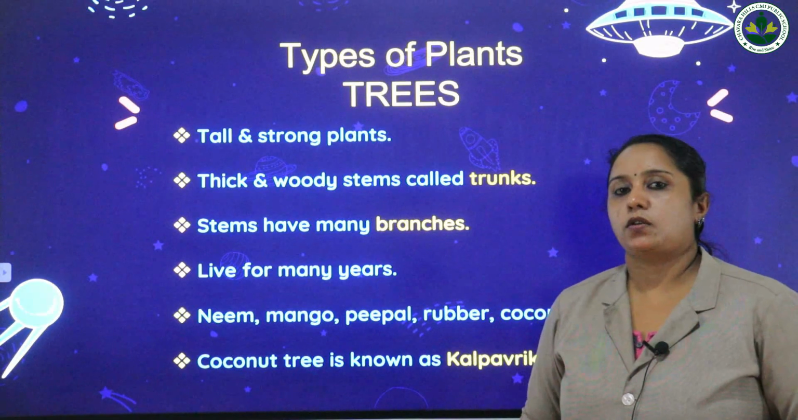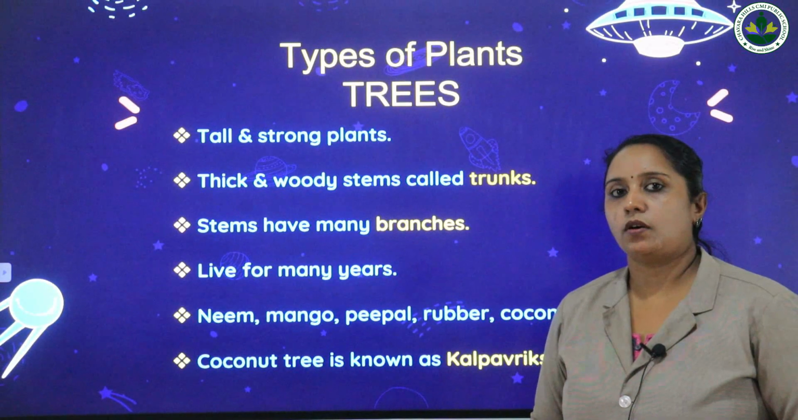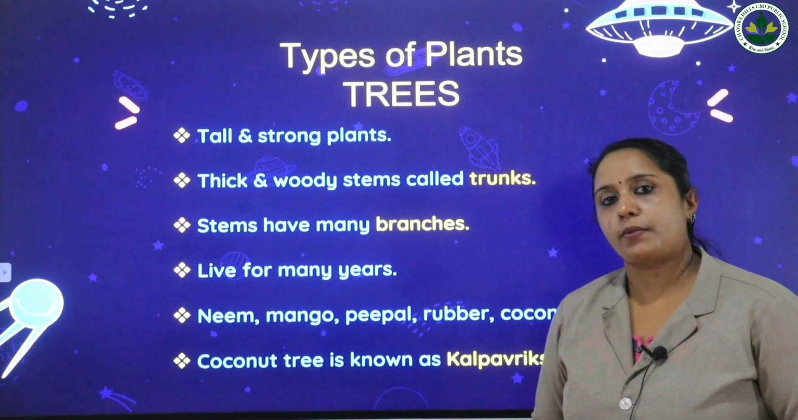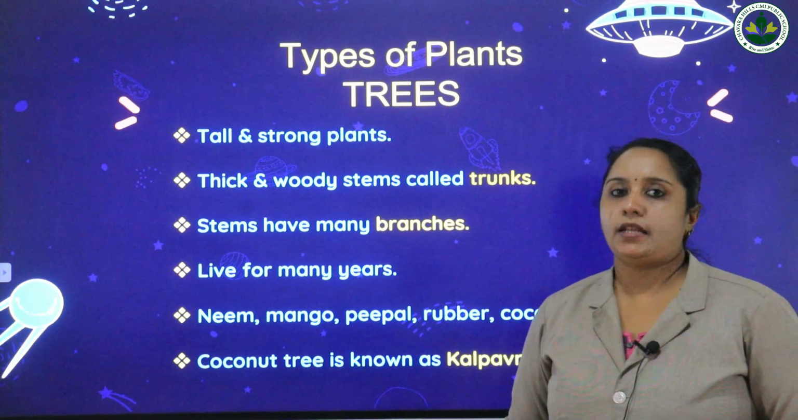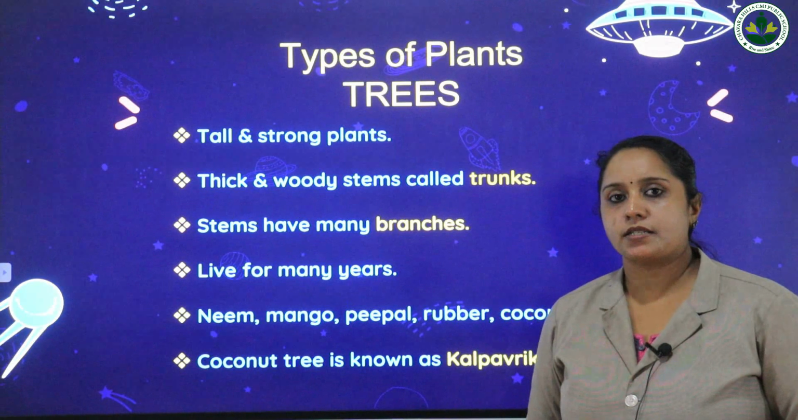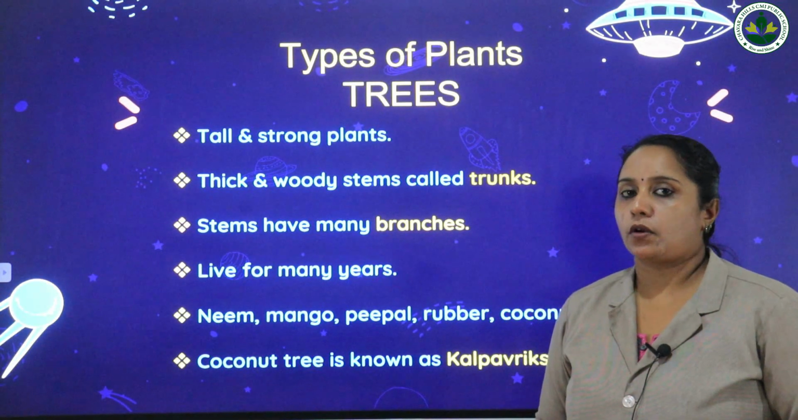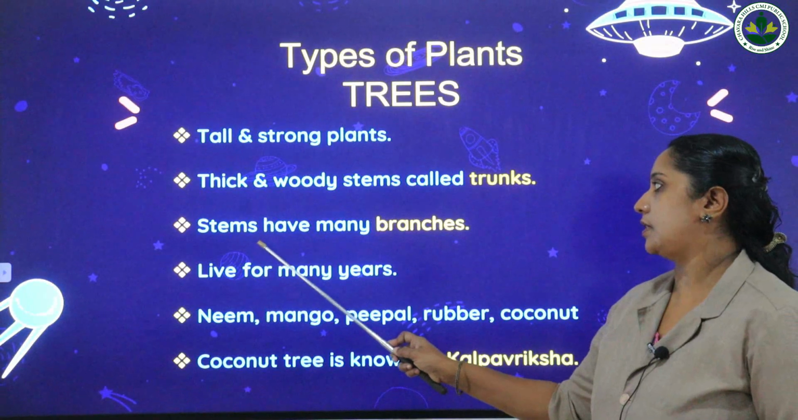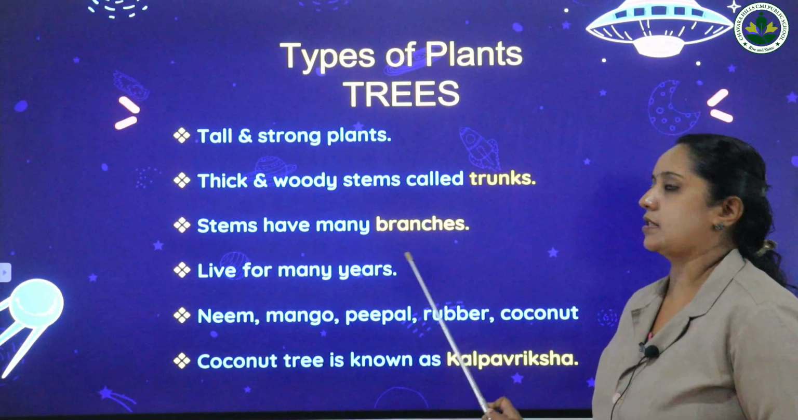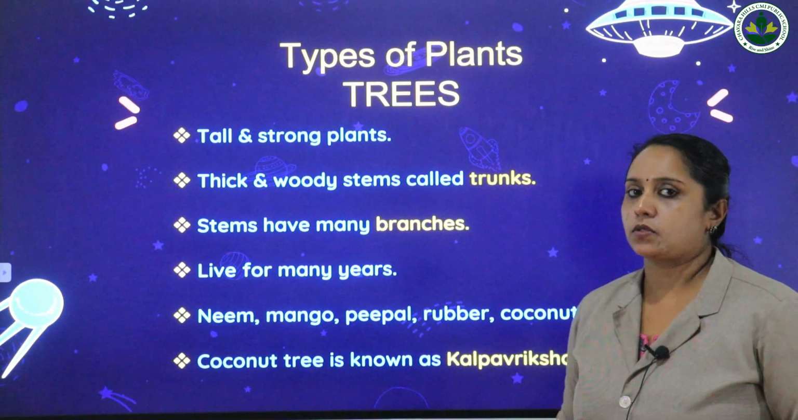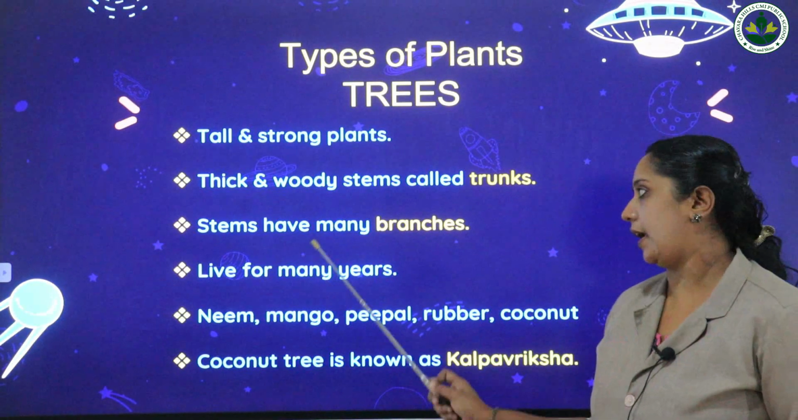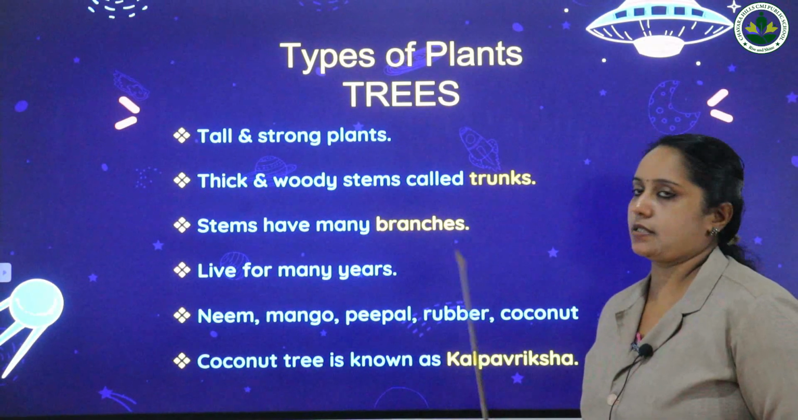Now see the case of a mango tree. Has it got only one branch or many branches? What about the case of a banyan tree? Has it got a number of branches? Yes. So all the trees have got a number of branches. Those stems have many branches. So we are speaking about the stem. So the stems of trees, they have many branches.